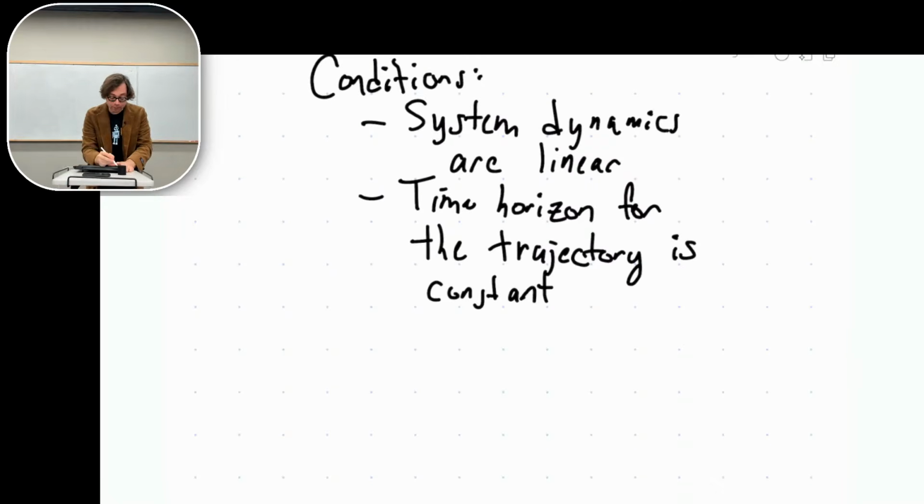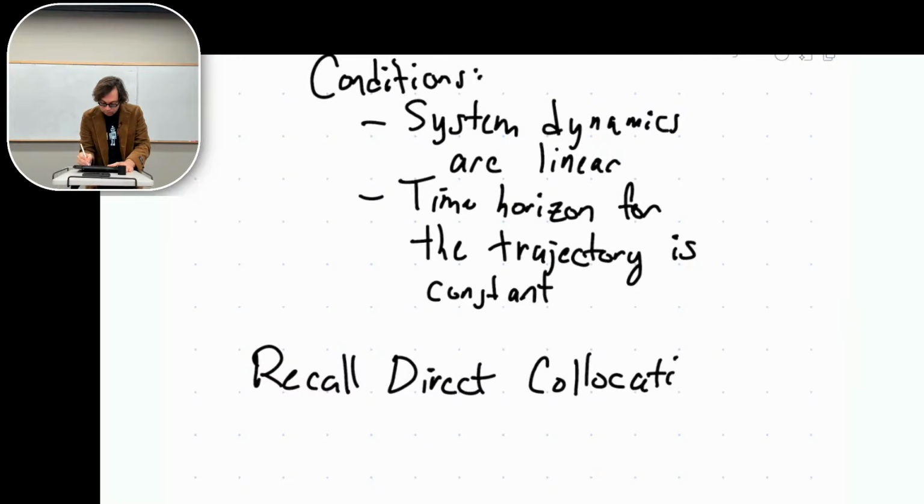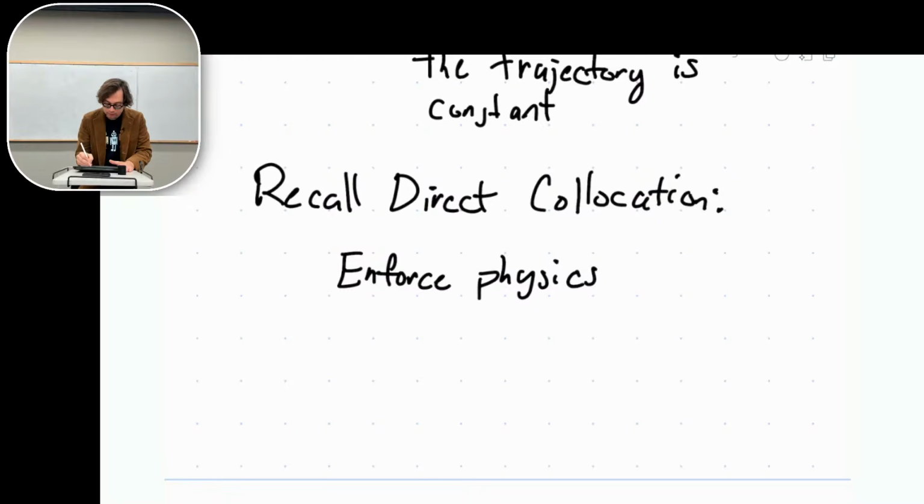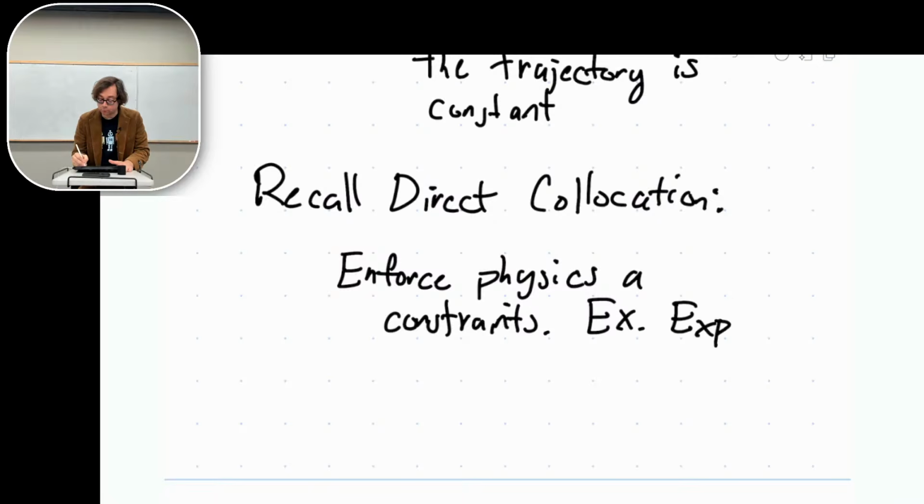So let's go back to direct collocation, where you enforce physics as constraints. And for example, we're going to use just explicit Euler, or forward Euler integration, just because it's super easy.